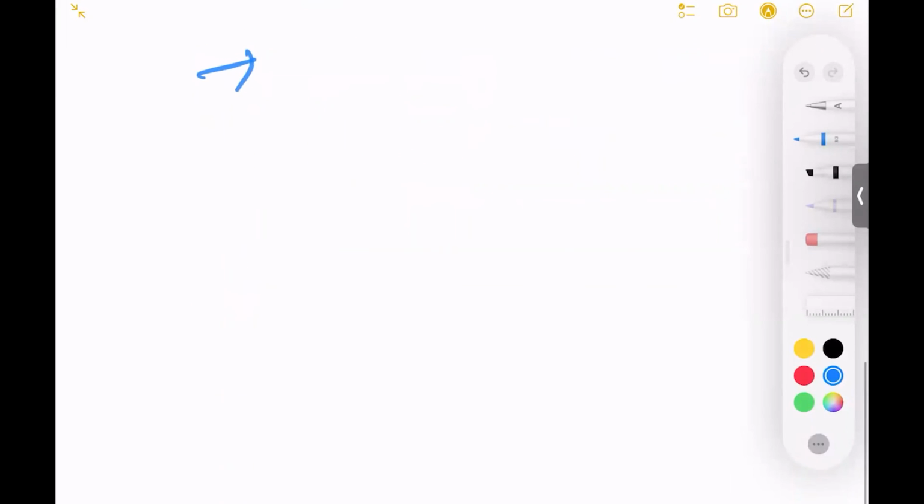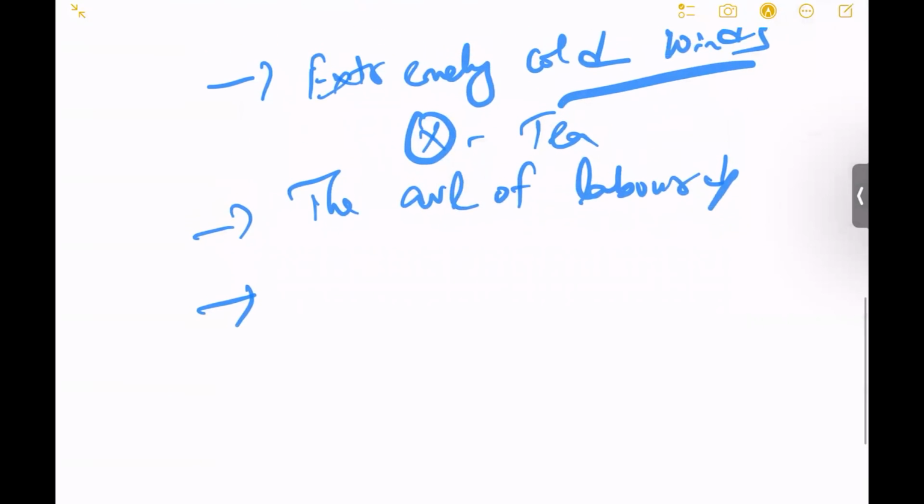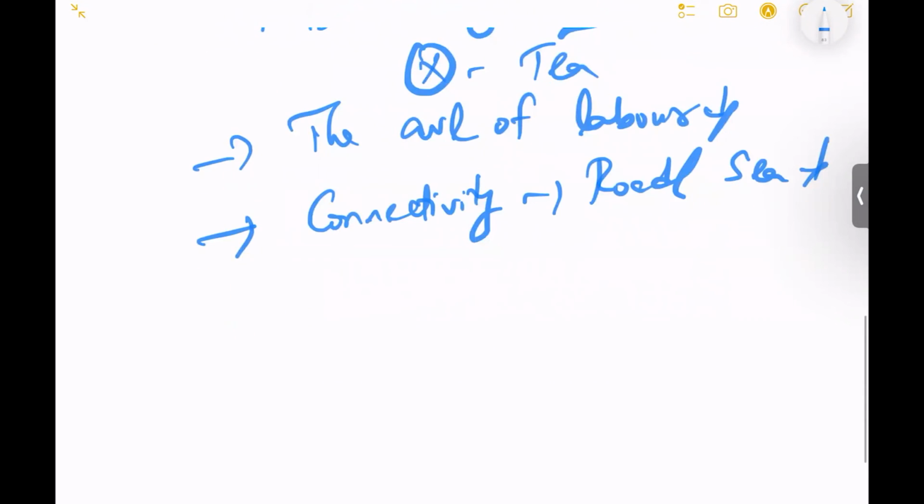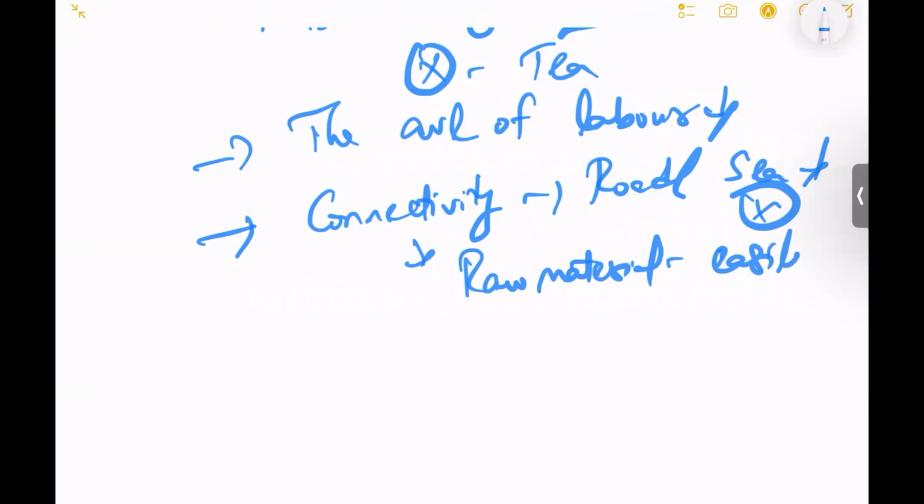And the connectivity through road or sea is also not there, and hence the raw material cannot be easily transported. It cannot be easily transported. This is another issue.